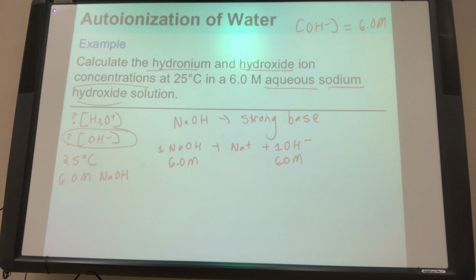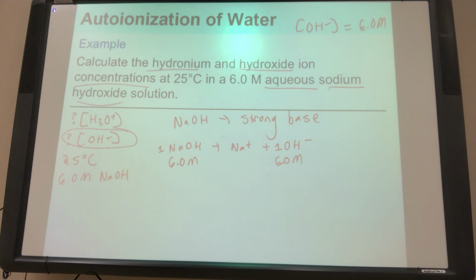All right, now I have to figure out the other one. I have to figure out the hydronium. I've used the 6 molar to find OH-, and I don't have anything else. So I gotta figure out H3O+. I have OH- now, I need H3O+. So I need something that relates the two things.